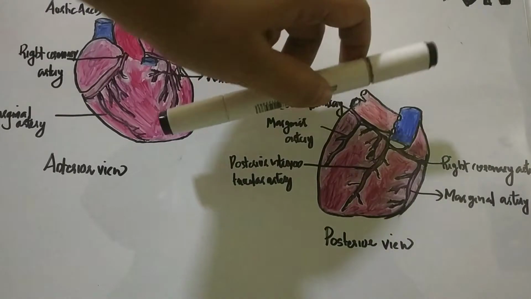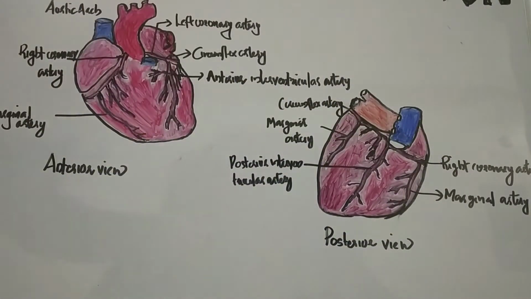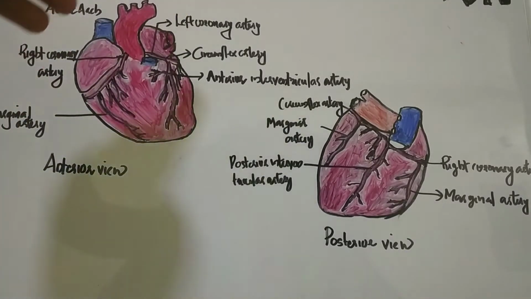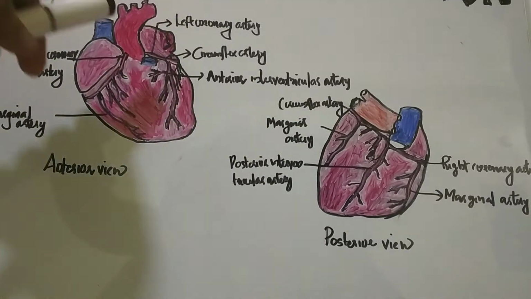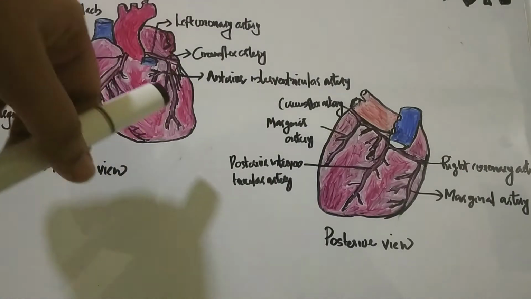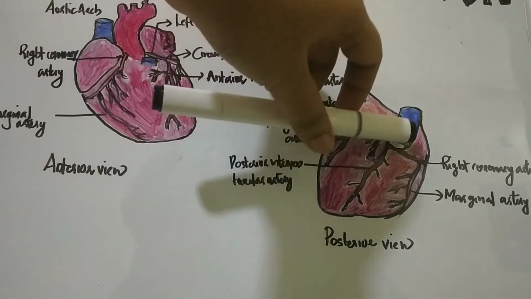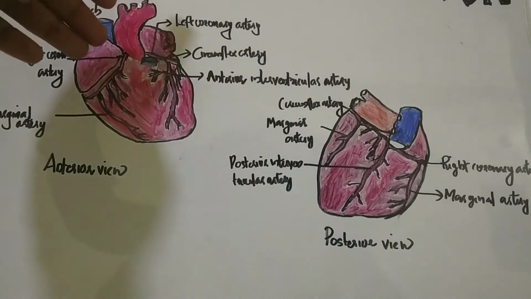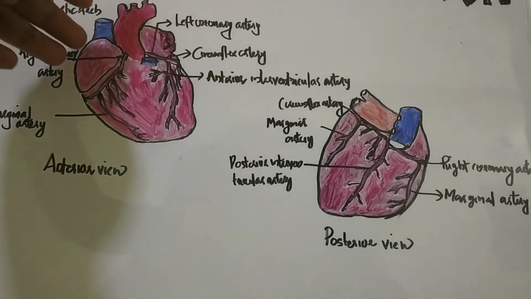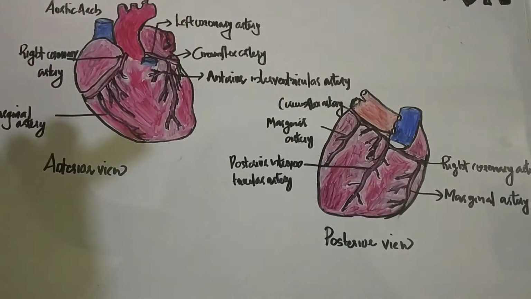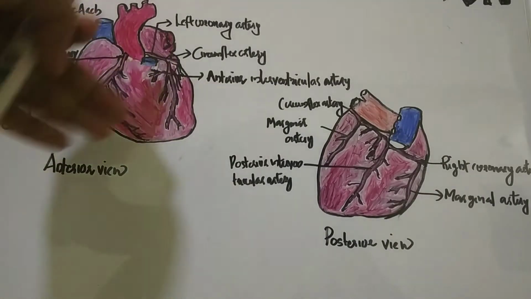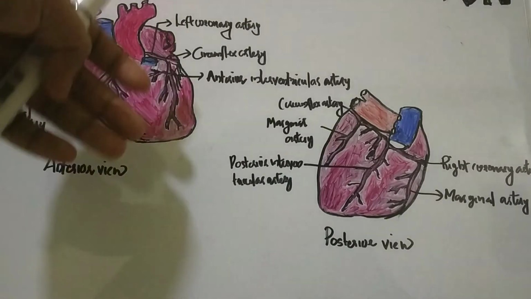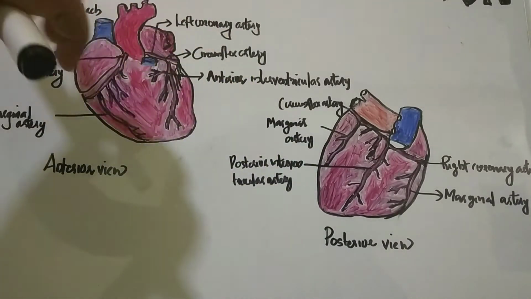Now we will discuss the branches of the right coronary artery. It gives mainly two types of branches, the large branches and the small branches. The large branches are the marginal artery and the posterior interventricular artery. The small branches are the nodal artery, which supplies the SA node, the right atrial artery supplying the atria, the infundibular artery, the terminal artery, the right ventricular artery, etc. So these are the branches of the right coronary artery.